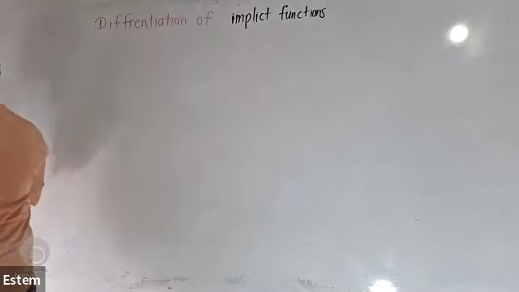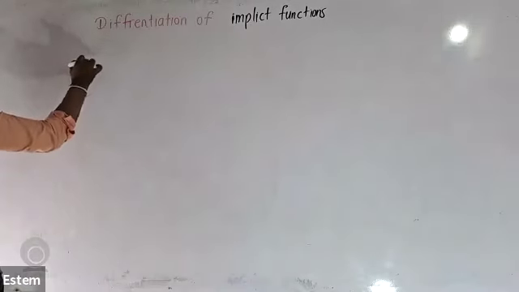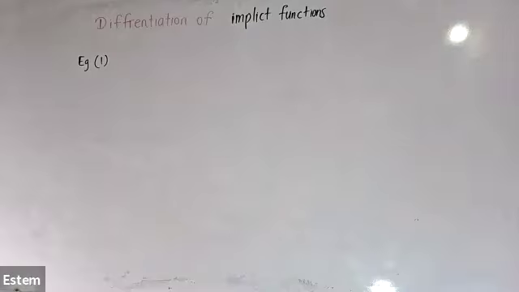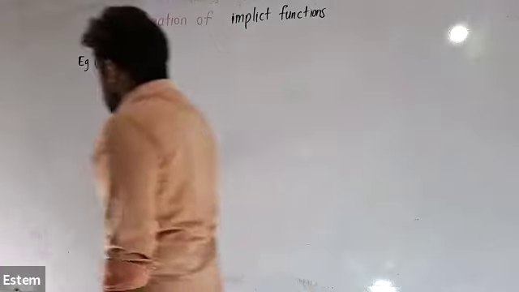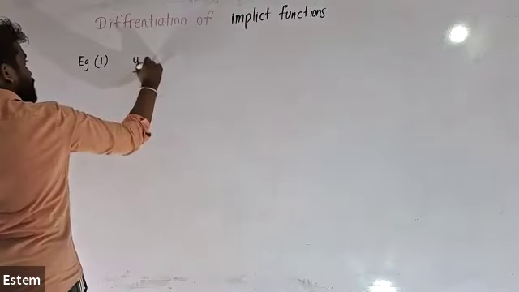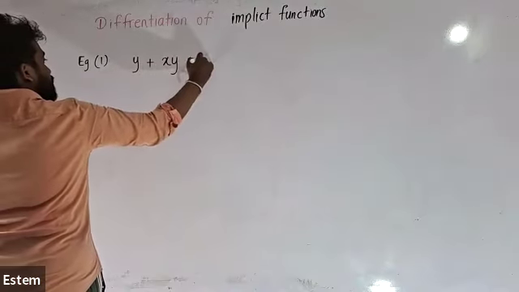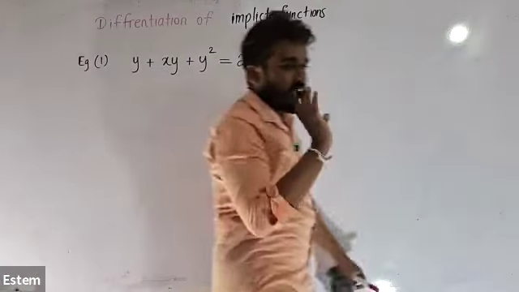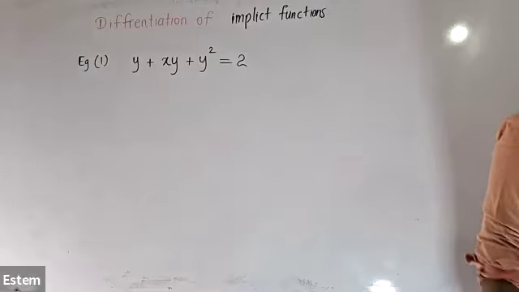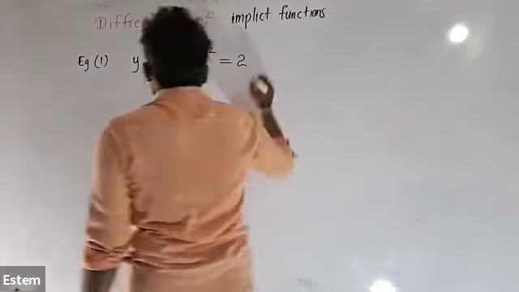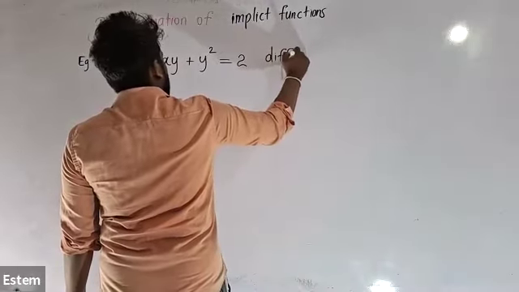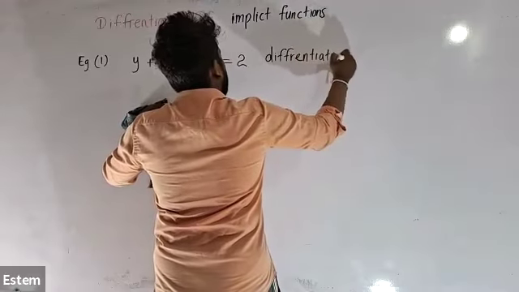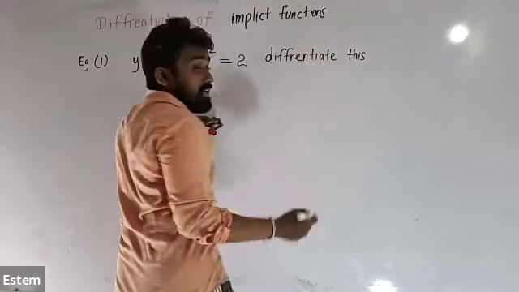Now, example 1: y plus xy plus y squared equals 2. This is the implicit function. Now, they are asking us to differentiate this.